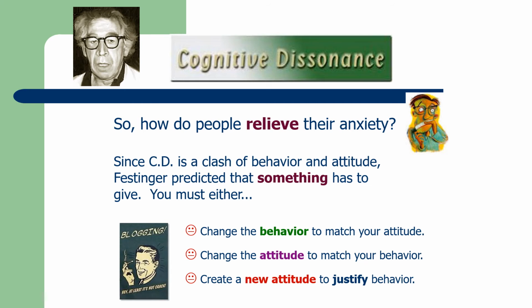So you can either change the behavior to match an attitude, you can change the attitude to match a behavior, or you can create a whole new attitude to justify a behavior. So for example, with the last one, you could say, well, although I love this particular person, I really want to go to Princeton and we're too young to be committed. So now that would be a new attitude to justify your behavior to go to Princeton. So you have to come up with some sort of rationale in order to relieve this anxiety, which is the cognitive dissonance.